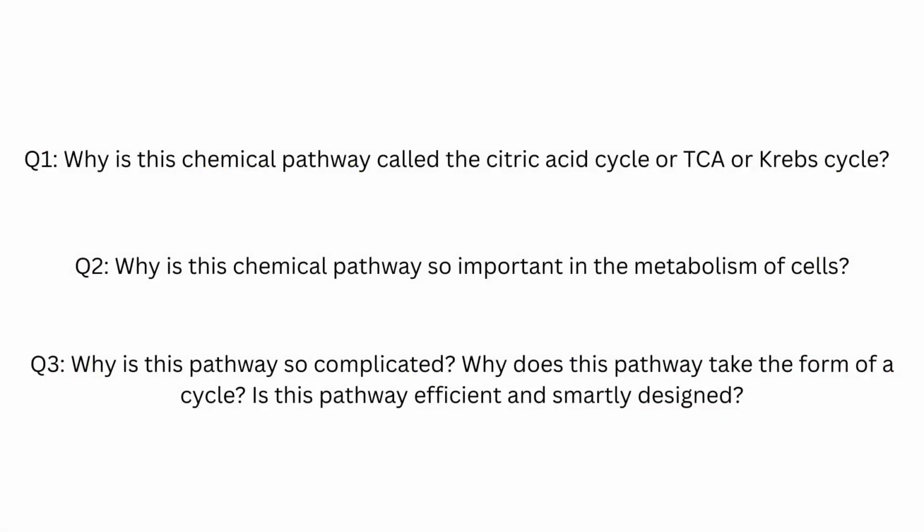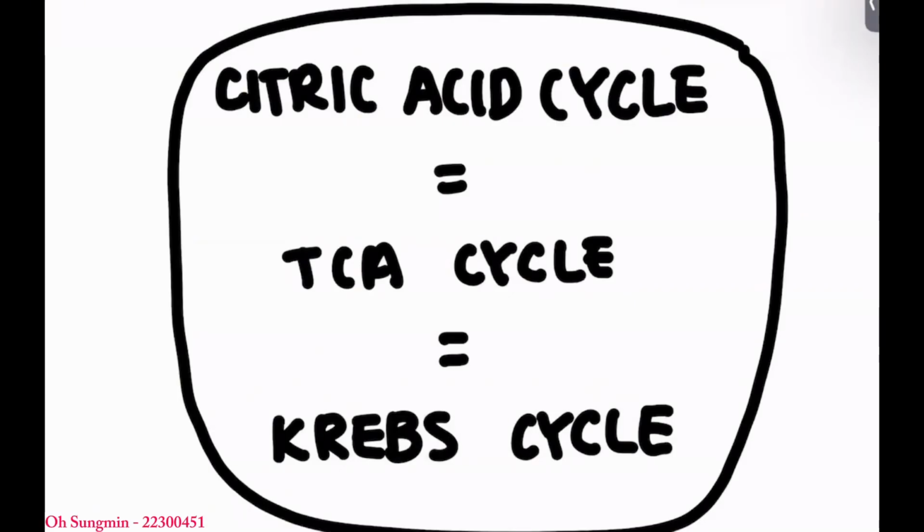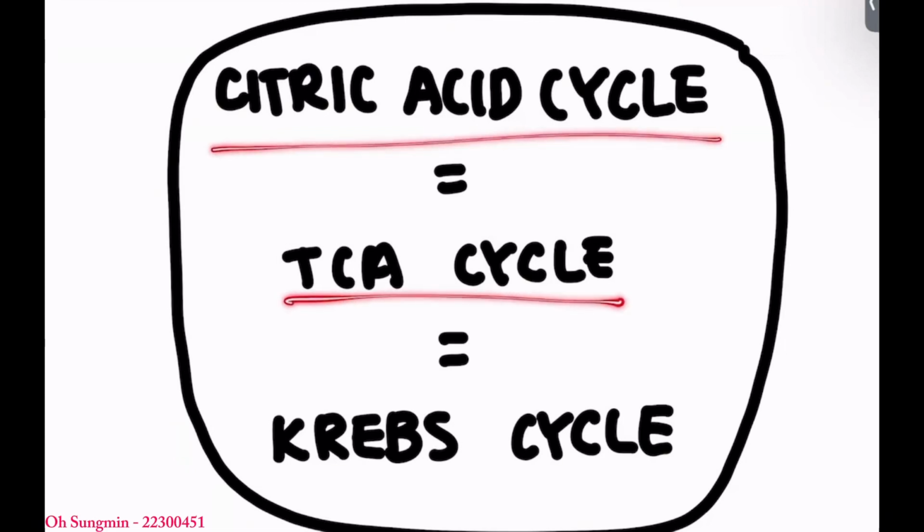Today we're gonna talk about the citric acid cycle, the TCA cycle. Let's have a look at the names of the chemical pathway that we're going to cover: citric acid cycle, TCA cycle, and Krebs cycle.